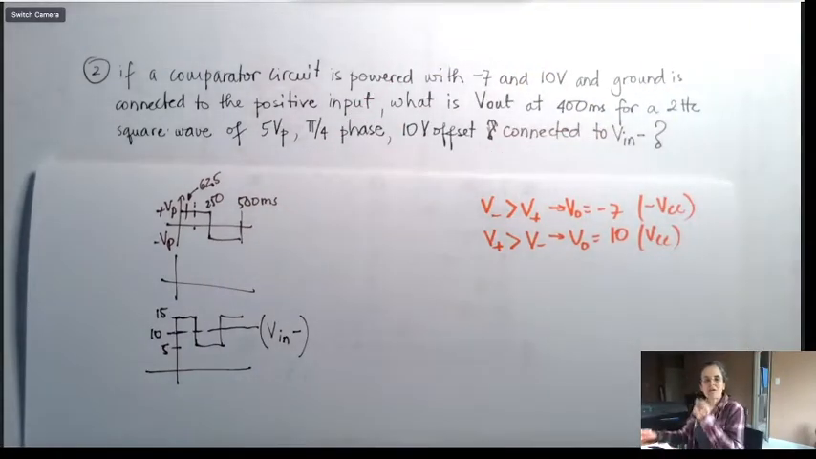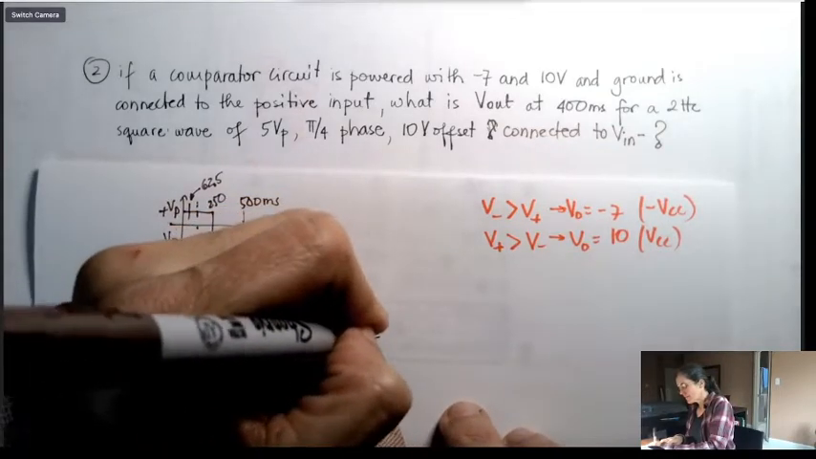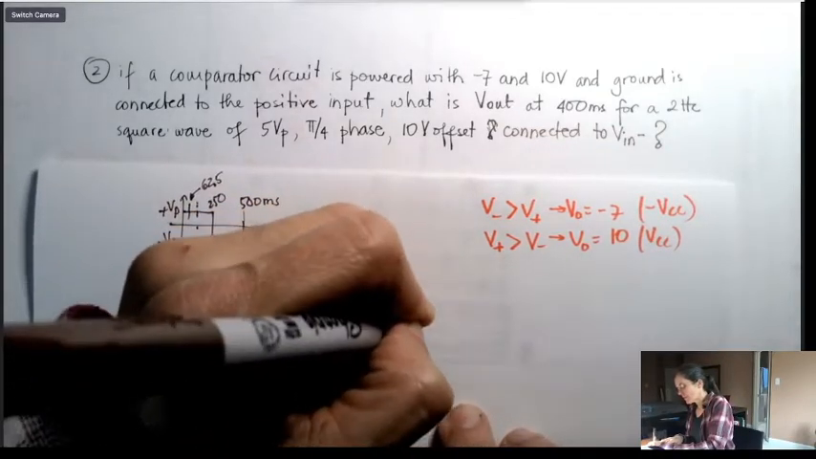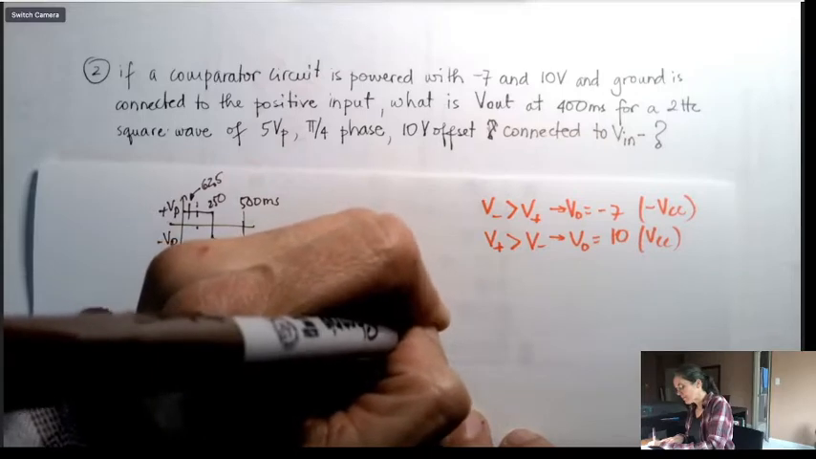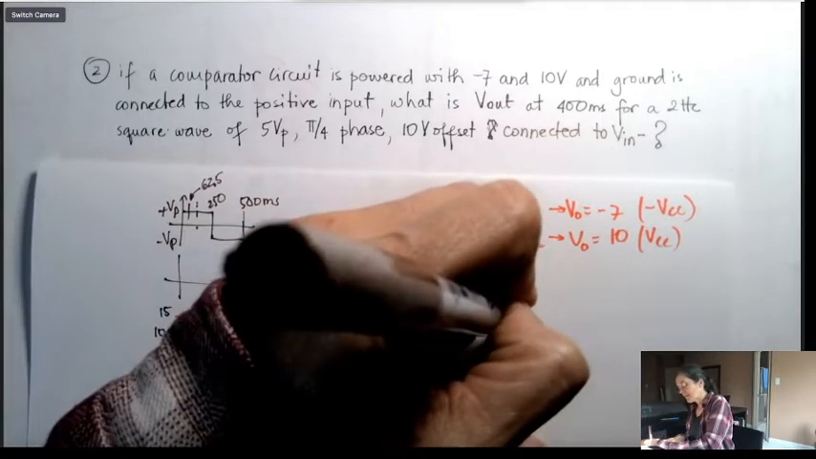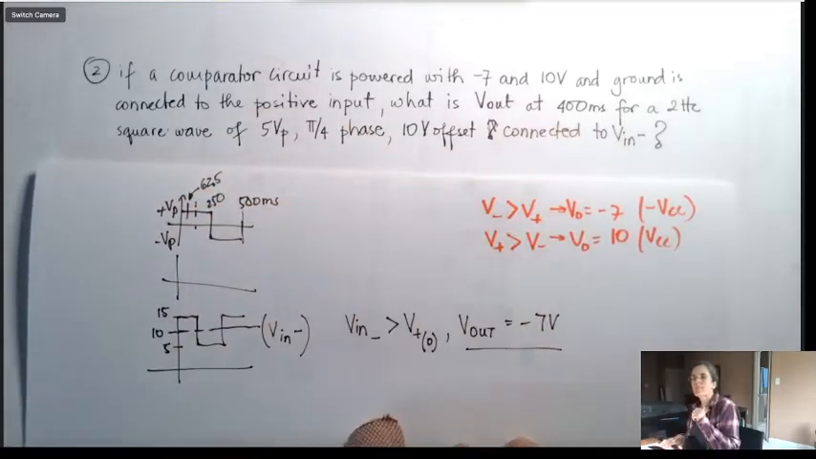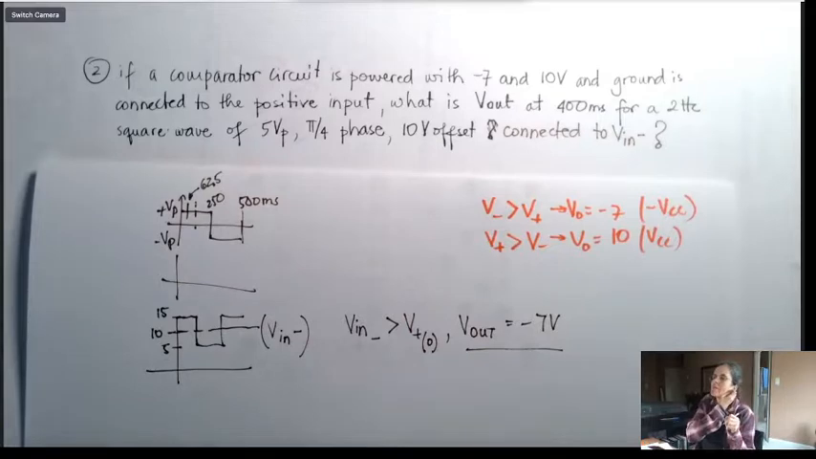So because V in minus is always above the V plus, which is ground, V out at any time will be -7 volts. I realize this is not a good question because the input is always above 0. So I'm gonna make a problem when the input is below 0 at some point.